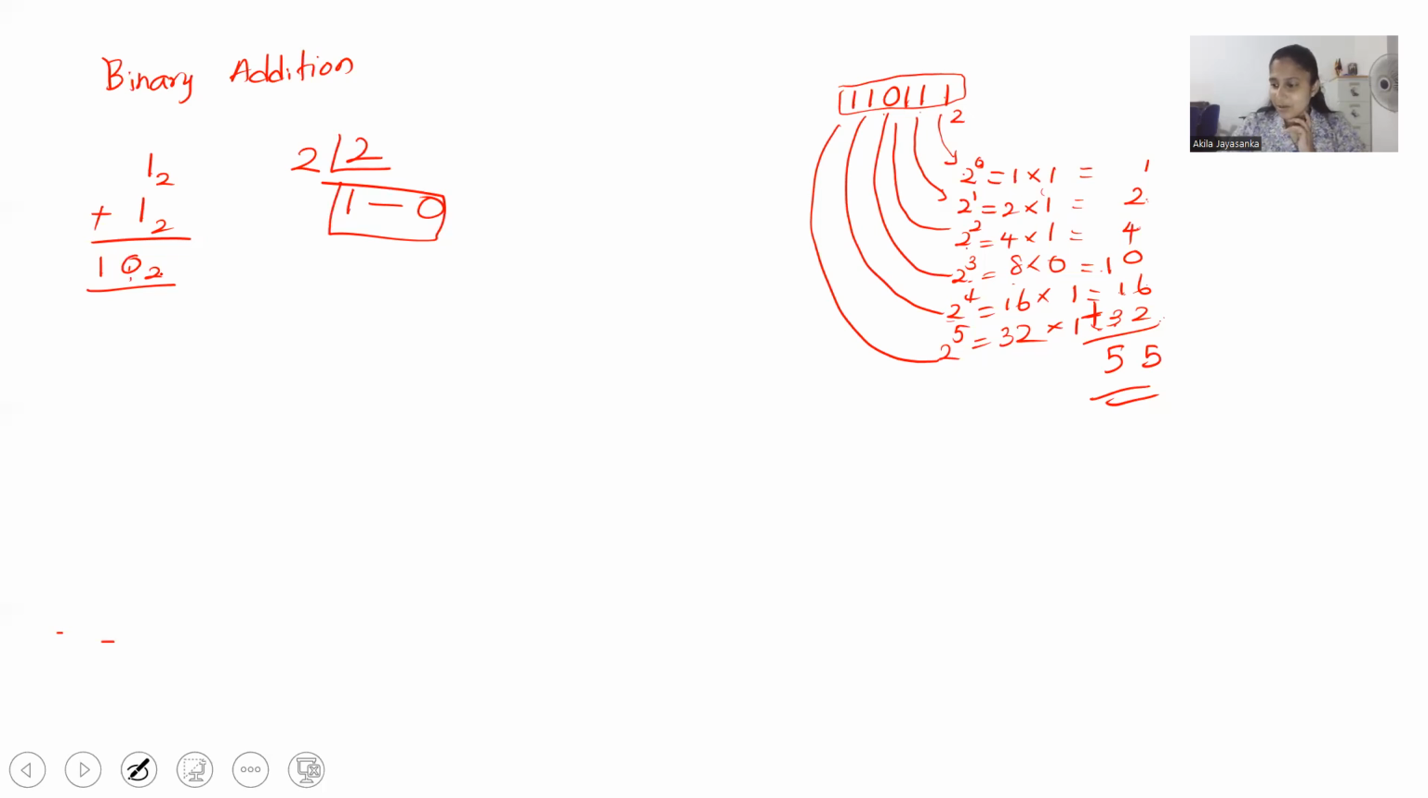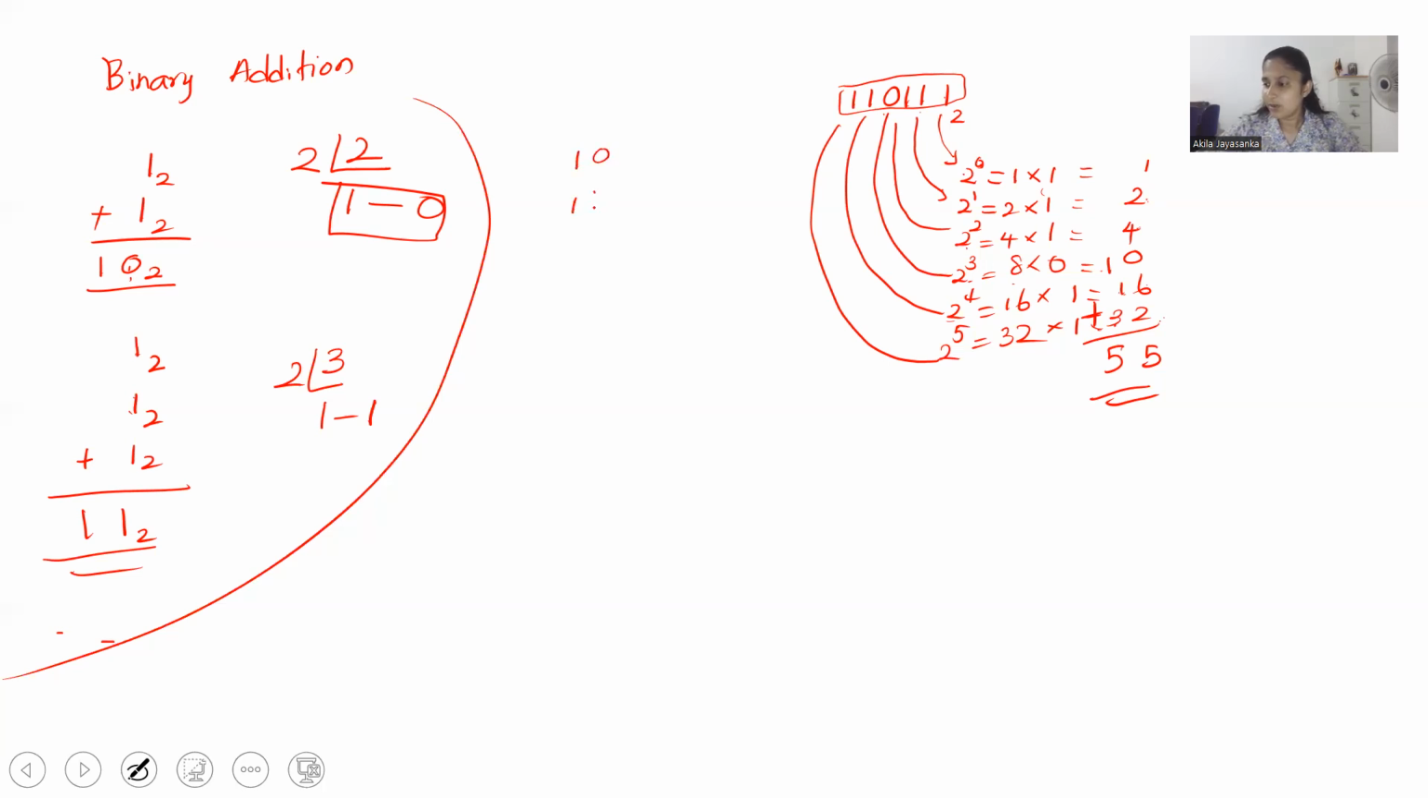Let's take another example. 1, 1, 1. You need to add these 3 ones. What will be the answer? 1 plus 1 is 2. 2 plus 1 is 3. You should divide this 3 by 2, giving 1 and 1. Your answer is this. And the other example.